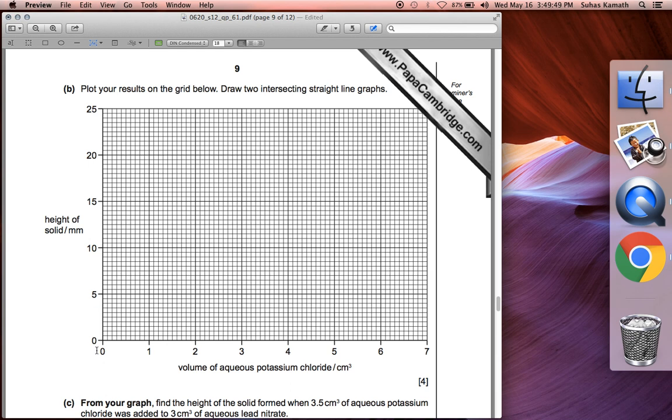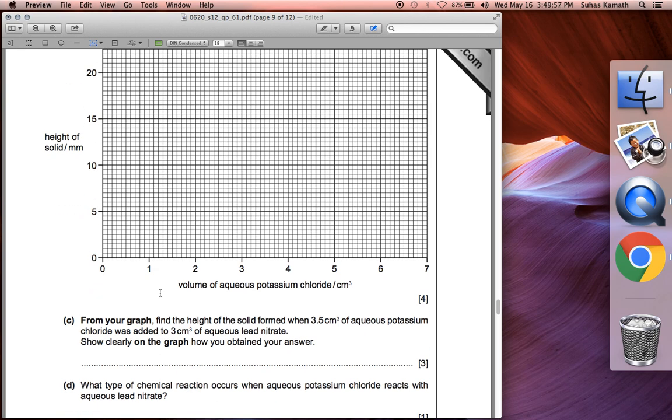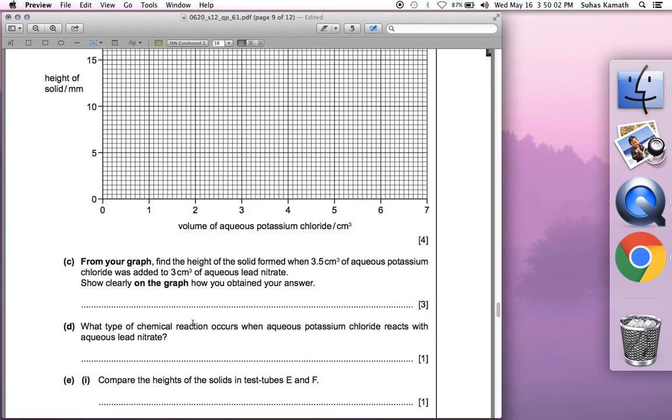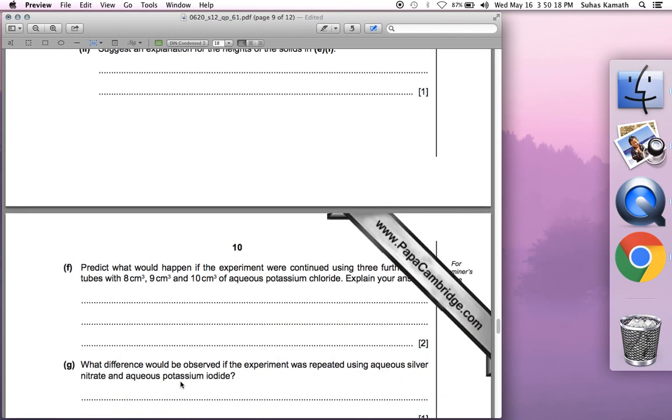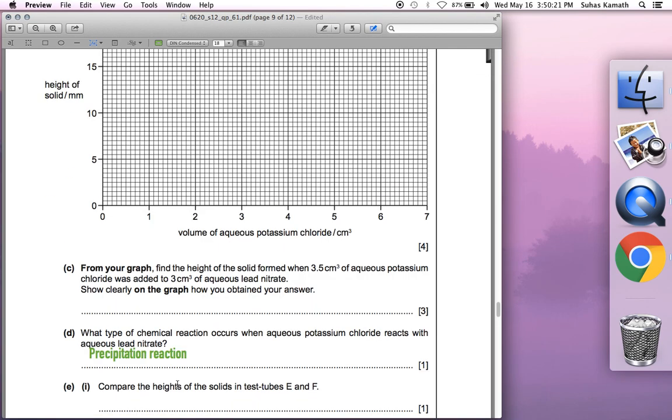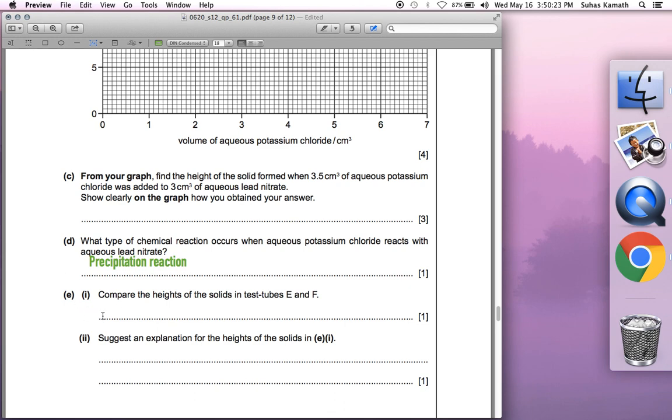So from your graph, find the height of the solid formed with 3.5 grams. You'll just plot the graph, find this and do all of this. What type of chemical reaction occurs when aqueous potassium chloride reacts with aqueous lead nitrate? So precipitation reaction. Compare the heights of solids in test tubes E and F. They are the same. I can see from here that they are the same.